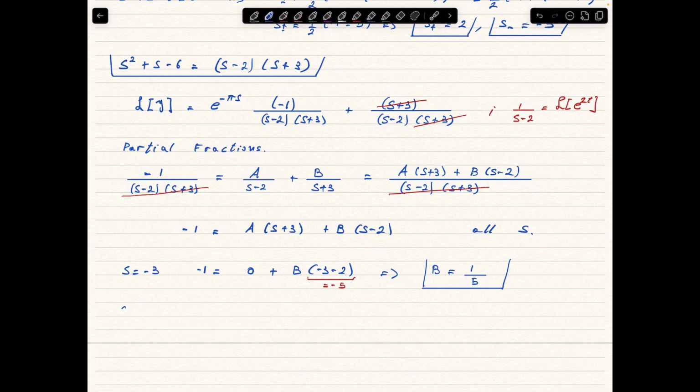The other constant we compute when we evaluate at the other root, at s equals 2. So we are going to have -1 equal to a times (2 plus 3) plus 0. Then we have 5, and the negative sign stays in this case, and we have -1/5. And these are our constants.